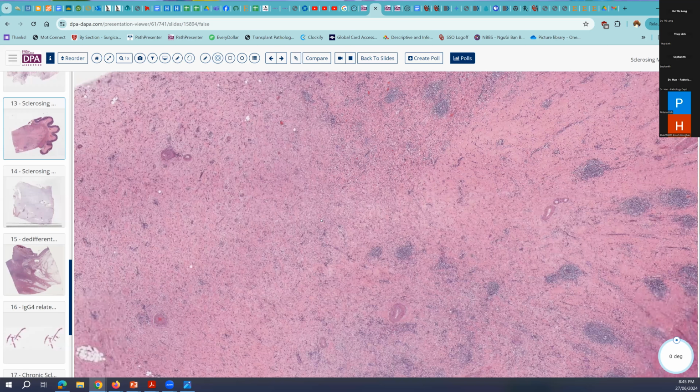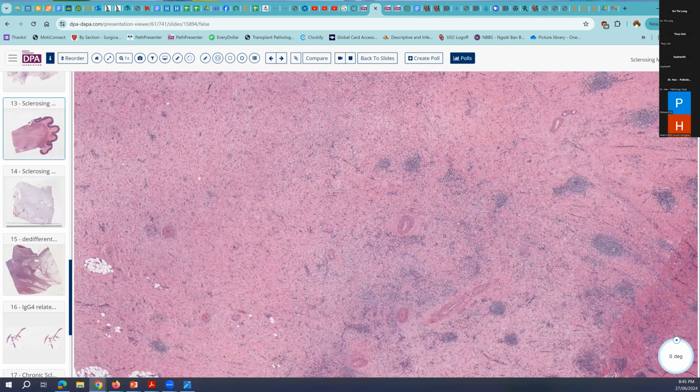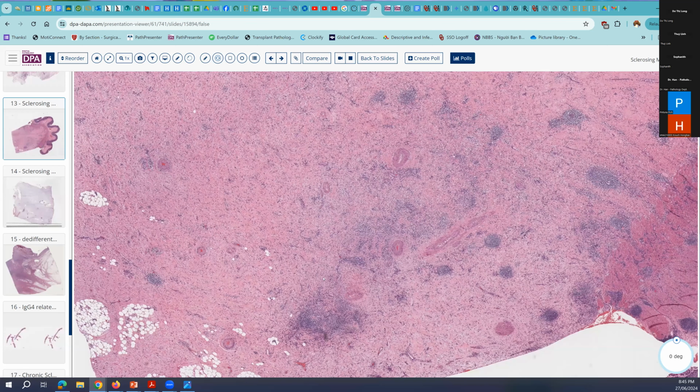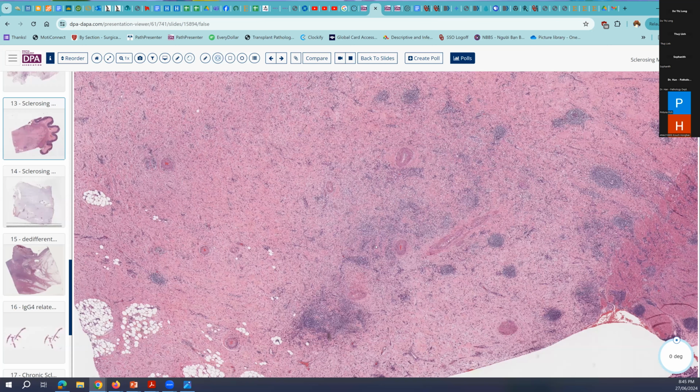But certainly in other sites, that's one of the key features that you're going to find: an increase in IgG4 versus IgG, and this very sclerosing fibroblastic response of otherwise normal tissues that produces a mass, and obviously in this case was masquerading as possible cancer.